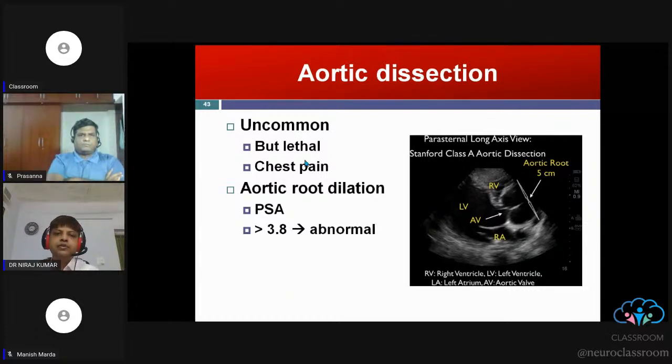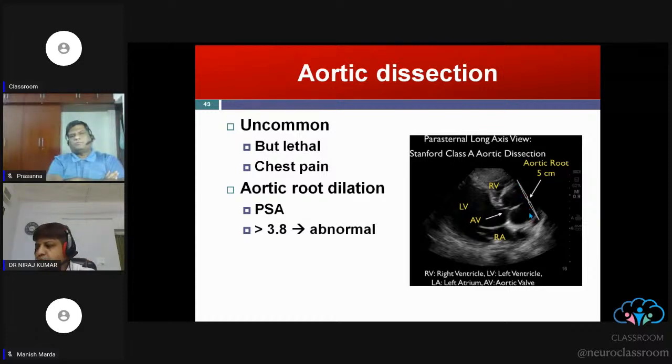So now come to aortic dissection. Aortic dissection is very uncommon, but very lethal, and characterized by chest pain. Here there are two important ultrasound findings you can use to diagnose it. One is aortic root dilatation. This is the aortic root, in the parasternal long axis view, showing the LV and aortic root.